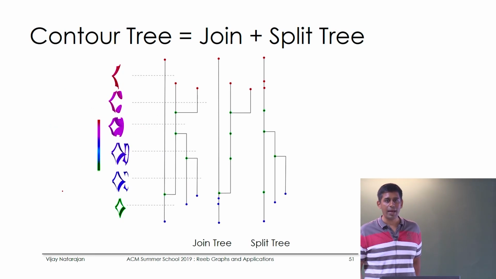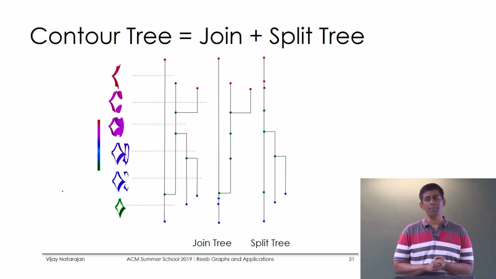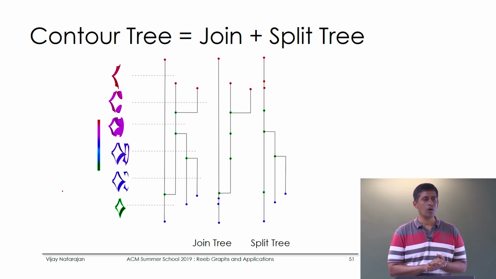Okay, so now about the algorithm. We want to construct a Reeb graph. First, let's talk about a contour tree because that's a building block for the algorithm to construct the Reeb graph.